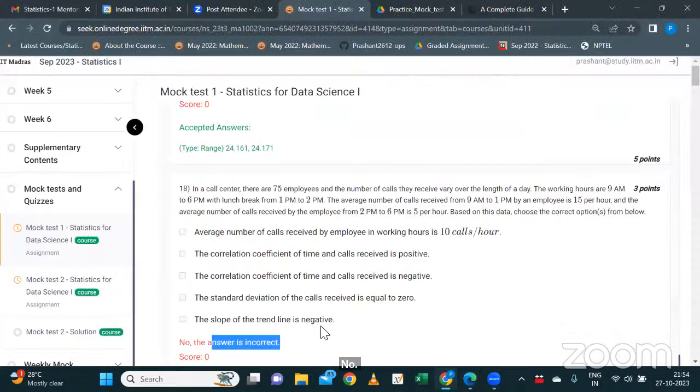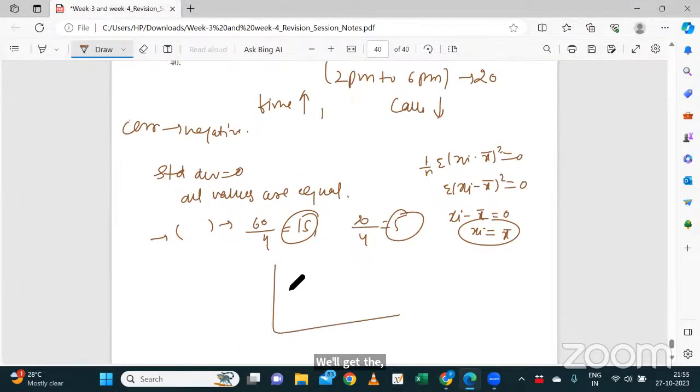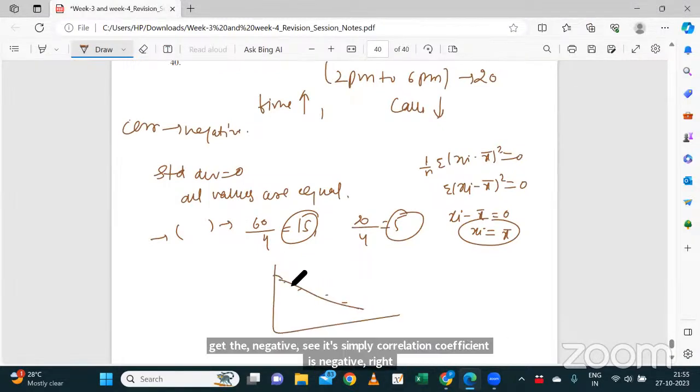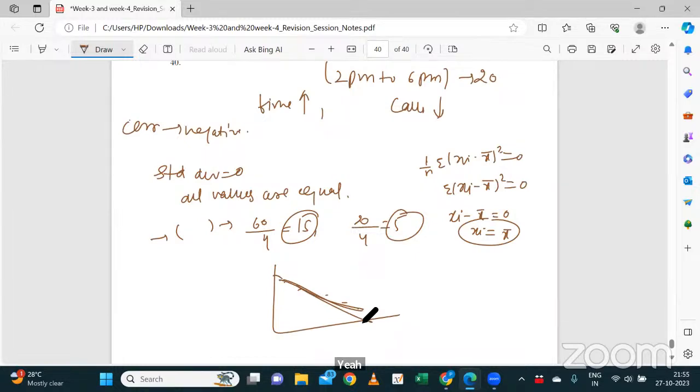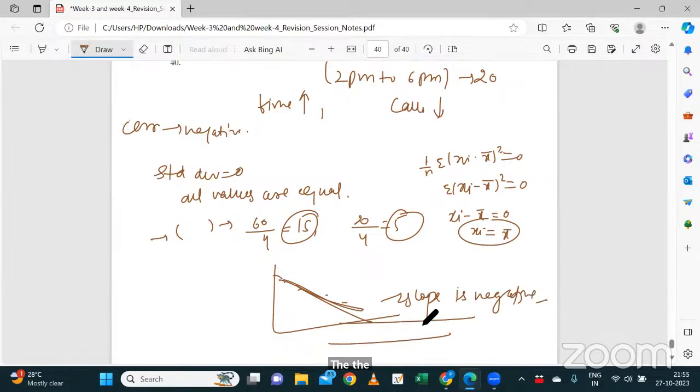Next: the slope of the trend is negative, whether it's correct or not? Correct, sir. See, simply, the correlation coefficient is negative. That means we are going to get the graph something like this, that means the slope is downward, negative. Any doubt? No, sir. So far, so good.